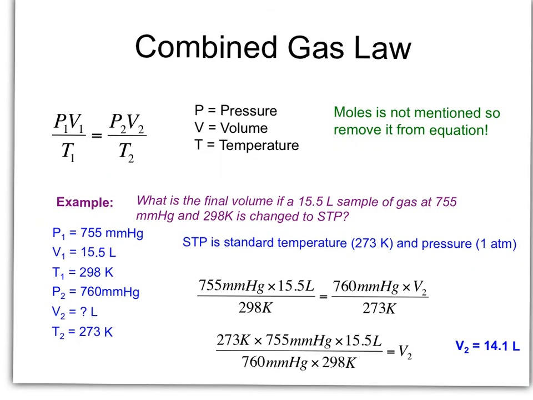So you can see here that all the information has been put off to the side. We're going to plug that into the equation, and we're going to do the math. Of course, we're going to cross multiply and then solve for V2. We end up getting 14.1 liters. You'll notice that 3 sig figs is the least number of digits in all of the different variables given to you initially. And so your answer should be in 3 sig figs as well.